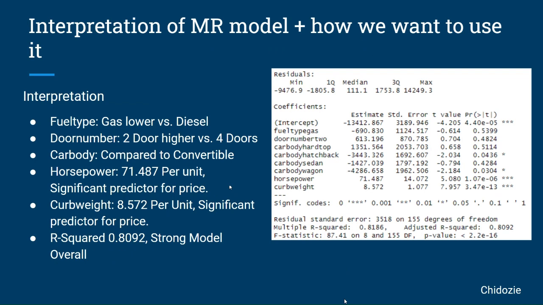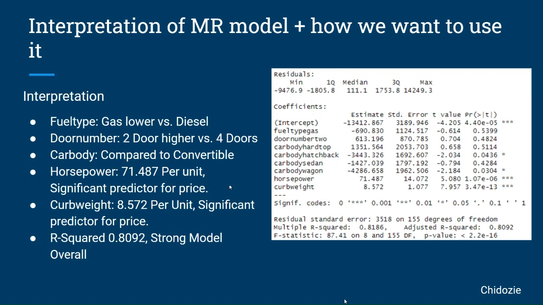Now, looking at the slide to the right, the estimates on the right side show that for fuel type, gas when compared to diesel would be lower in price. For door number, two-door vehicles when compared to four-door vehicles will run slightly higher in price as well. For car body, in this case not shown, we are comparing to convertible. We show that hardtop will run higher in price when compared to convertible, and hatchback, sedan, and wagons will run lower in price when compared to convertible vehicles.